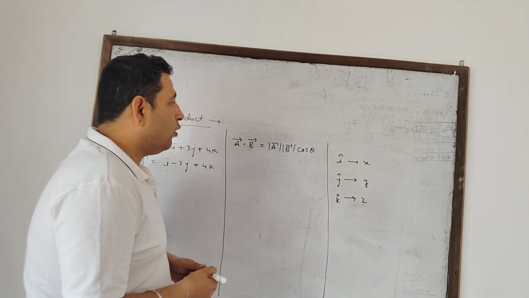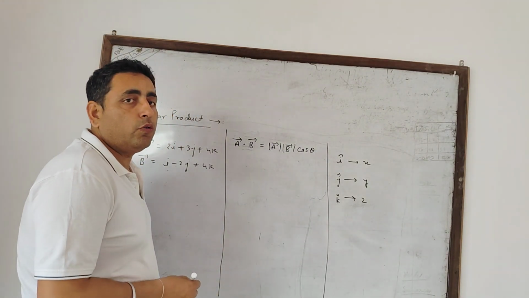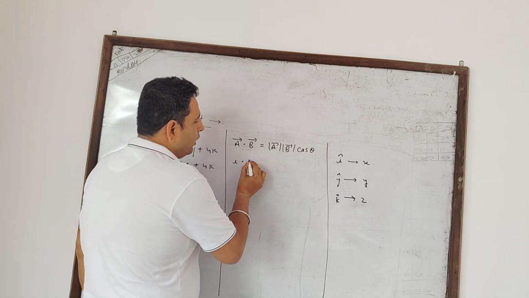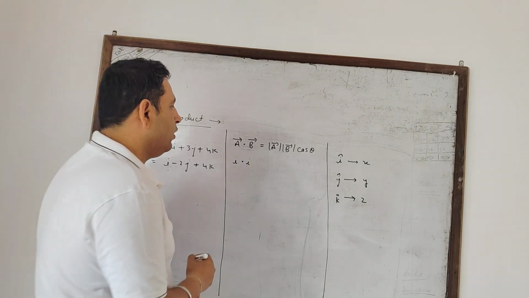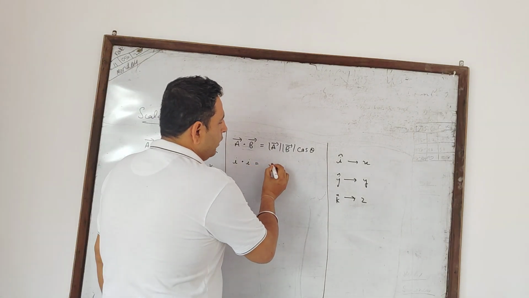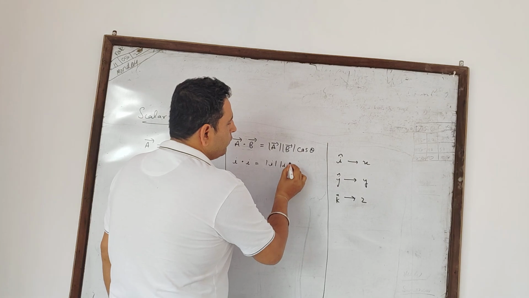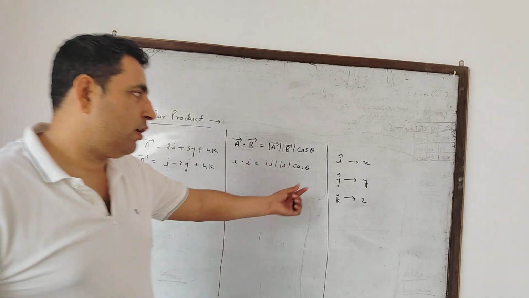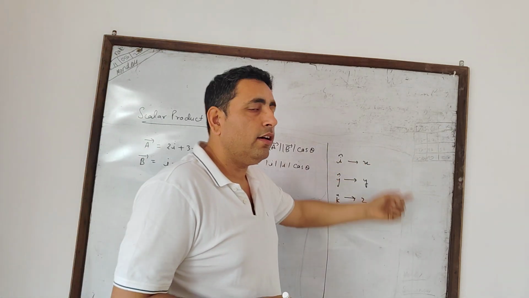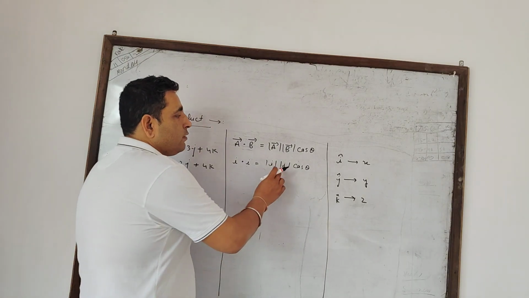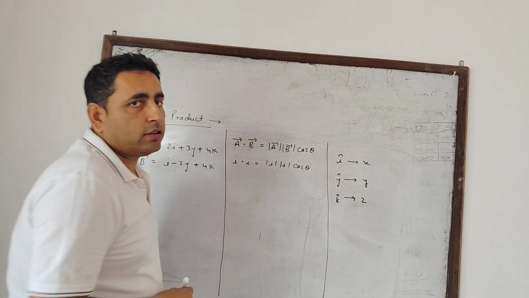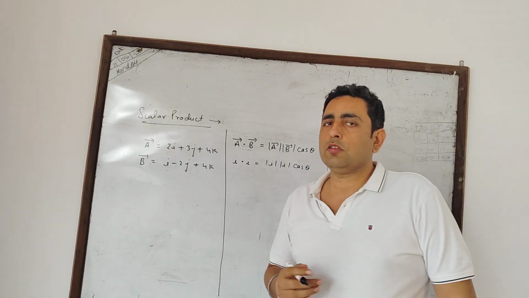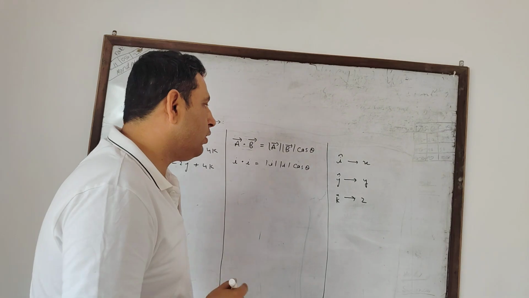So now I will tell you how you can find out the dot product of two vectors. For example, I dot I: magnitude of first I, magnitude of second I, and the angle between them. What is vector I? Vector I is along the x-axis. This vector I is also along the x-axis. So the angle between I cap and I cap is 0 because both these vectors are parallel to each other.